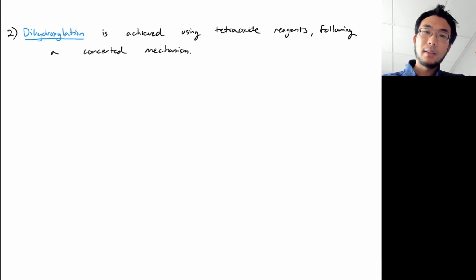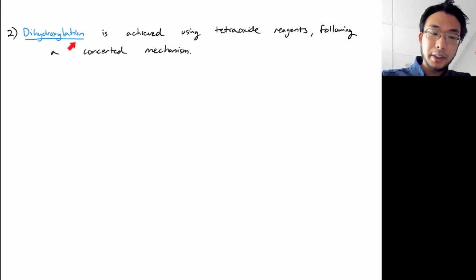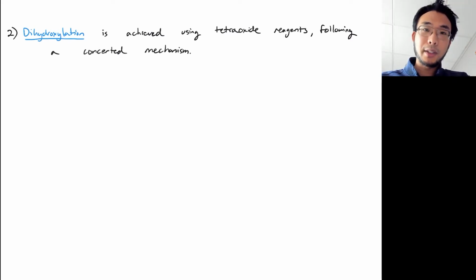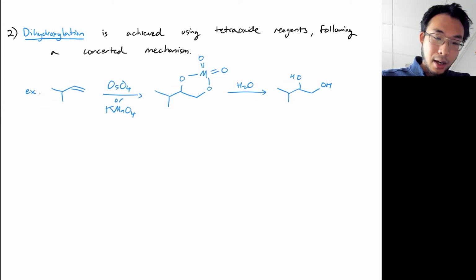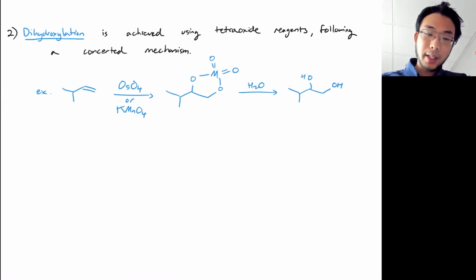A second type of oxidation reaction is called a dihydroxylation, where we're putting 2 hydroxy groups onto the alkene carbon, so 1 per alkene carbon. This is done using tetroxide reagents, so reagents with 4 oxide pieces on them, and this follows, again, a concerted and cyclic mechanism. So a common kind of set of reactions will look like this.